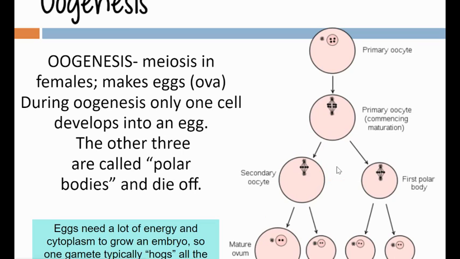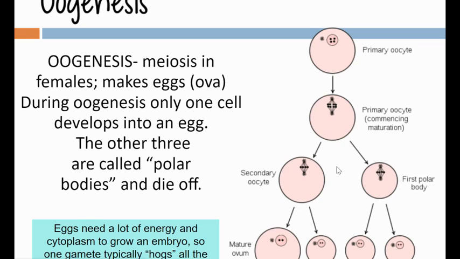Now, some other important vocab words for us to know are the 2 types of meiosis that we see in males versus females. In females, this meiosis is known as oogenesis. This is the meiosis that's going to create eggs, or ova. Now, something slightly different between males versus females is that in oogenesis, only one cell will develop into an egg, while the other 3 are called polar bodies, and they will eventually die off.